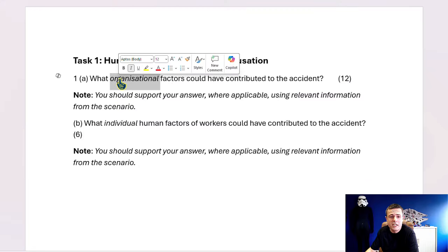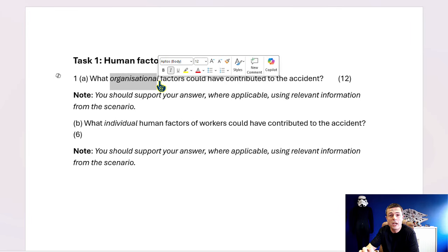I hope that makes sense. Remember, you need to know the difference between the three human factors, and most importantly, just read the question, will you? Because if it says organizational human factors there, you better be sure that you only put down organizational human factors, or you ain't getting any marks, my friend.